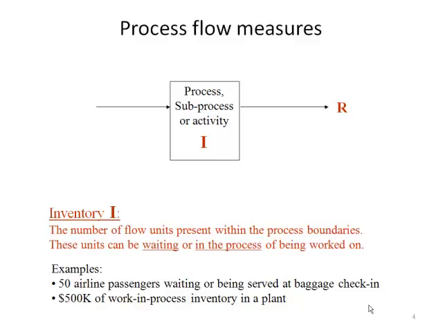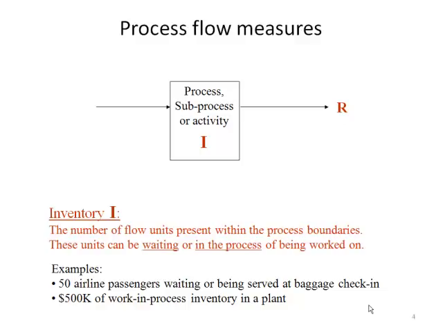And if we have 50 of them in that process, you start thinking about, how quickly am I going to go through that inventory? How long are they going to be there? Another example of inventory is I can look at a plant where I have $500,000 of work in process inventory. Some of that is just raw materials. Some of that is literally inventory that's at various stages of production.